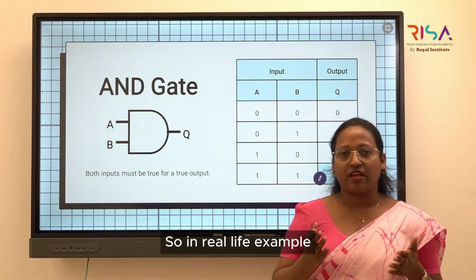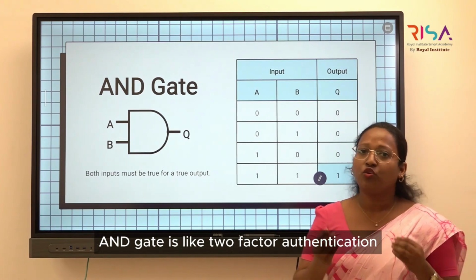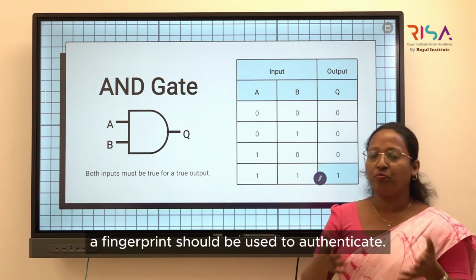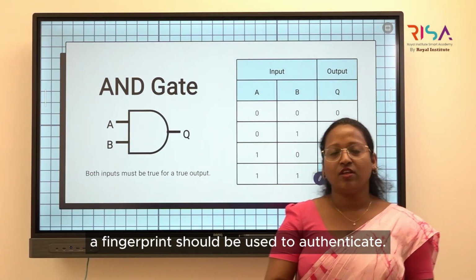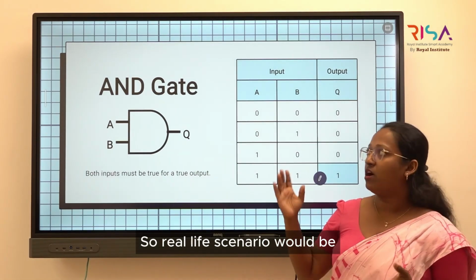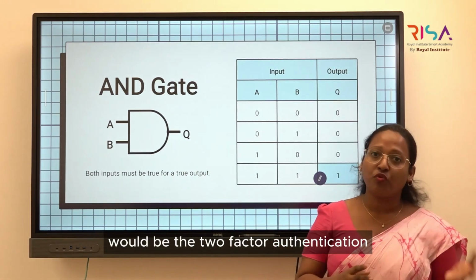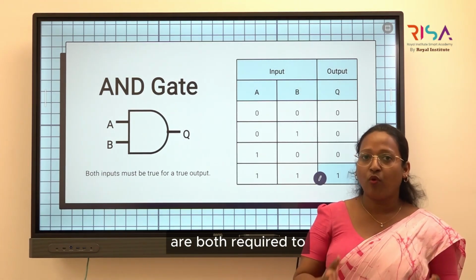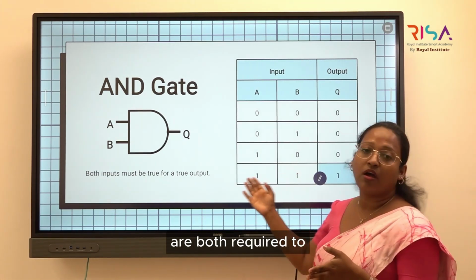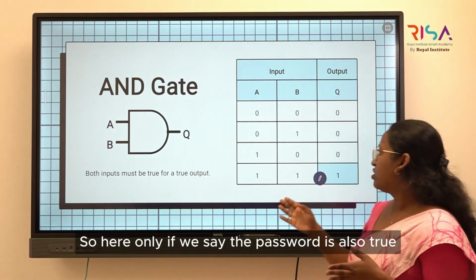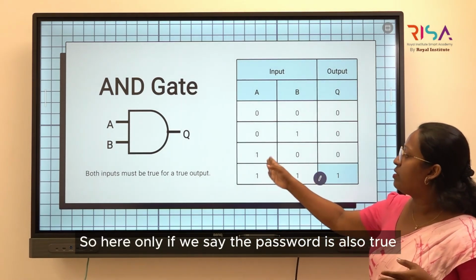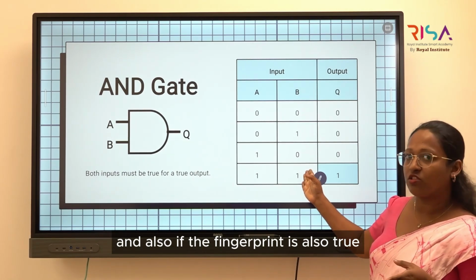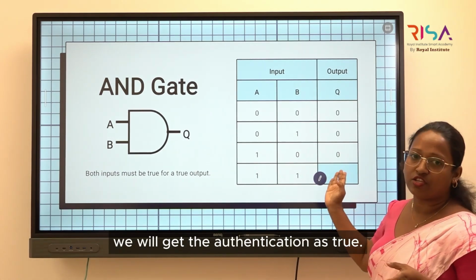In a real life example, the AND gate is like 2-factor authentication, where both a password and a fingerprint should be used to authenticate. So here, only if the password is true and the fingerprint is also true, we will get the authentication as true.